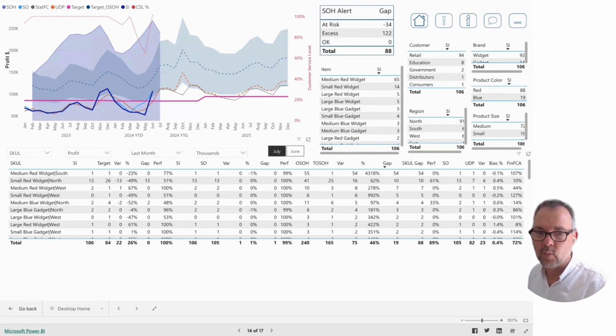So we don't have wasted money tied up in stock that's not doing any work, because we moved a bunch of that stock from one region to another. And if we do that again this month, we should be able to get that gap down to zero, so we're not wasting any money in excessive amounts of stock.